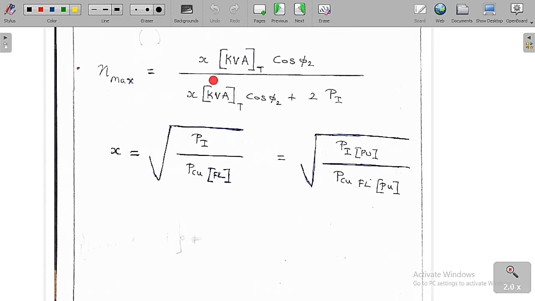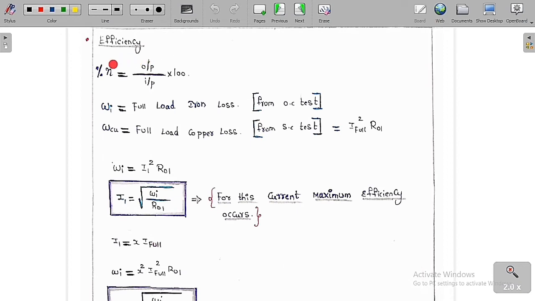Maximum efficiency is equal to x times the kVA rating of the transformer times cos phi 2, divided by x times the kVA rating of the transformer times cos phi 2 plus, as I have already told you, iron loss is equal to copper loss at that load, so 2 times Pi. And x is equal to the square root of iron loss by copper loss at full load, or in per unit, the square root of iron loss in per unit by copper loss at full load in per unit, whereas copper loss at full load per unit value is equal to R per unit. Efficiency is the percentage: output active power by input active power into 100.